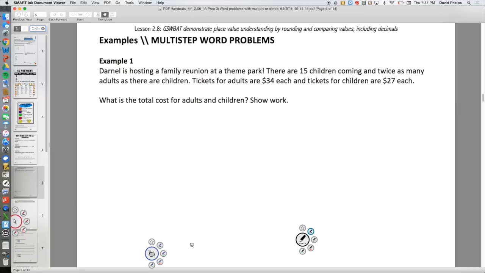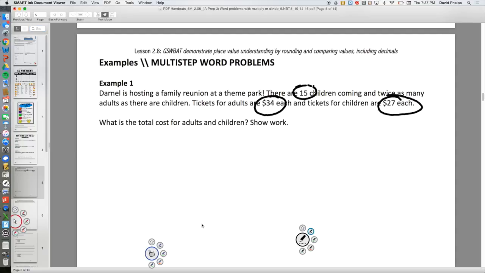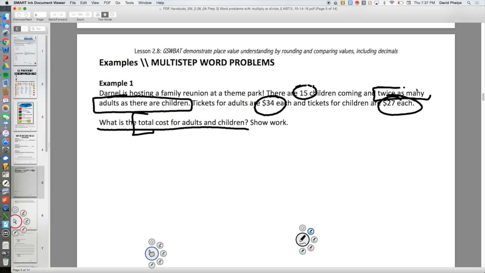All right, so we're back to example 1. Daniel's hosting a family reunion. We should circle 15. We should circle the $34 each and the $27 each. We should underline the question, which is, what is the total cost for adults and children? And we need to box key words. I have boxed twice as many adults as children. And we're going to box the word total in our question.